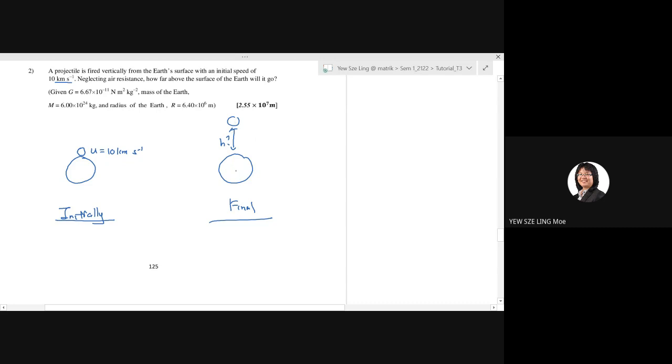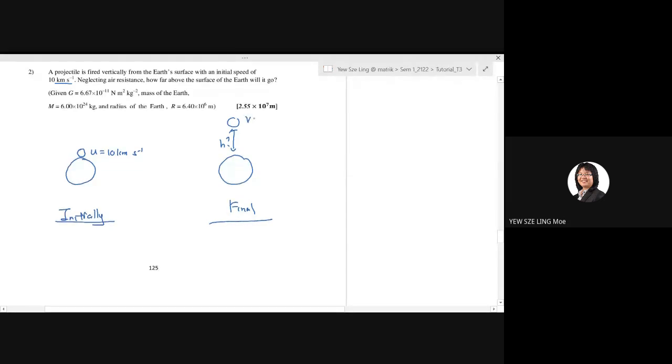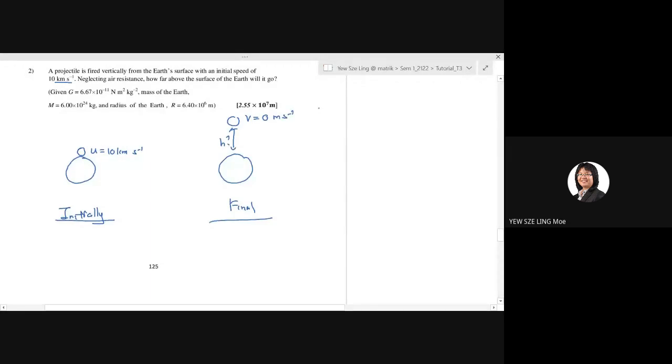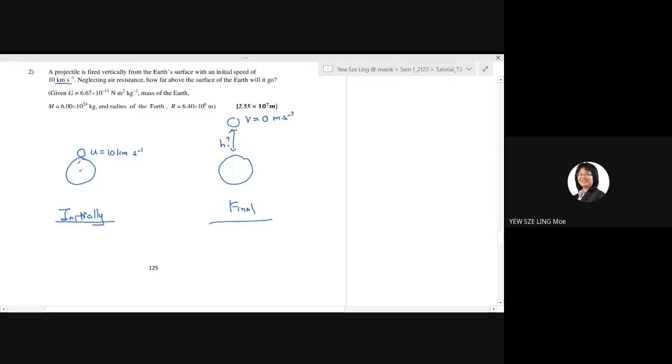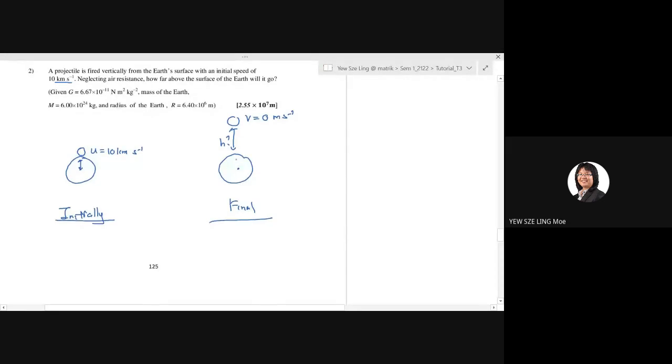So how are we going to calculate this question? Let us think. Now you have the initial velocity, and this is your final velocity. How far above it goes, I mean this is the maximum height, where v is equal to 0 m s^-1. And then we have the radius r of the Earth.